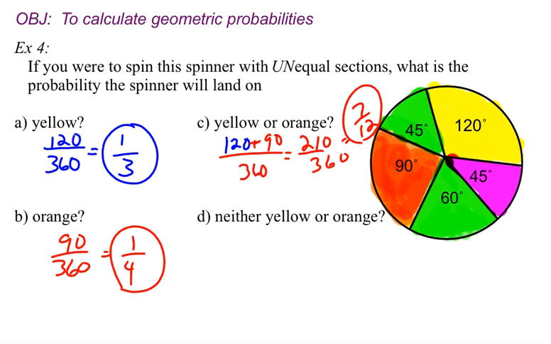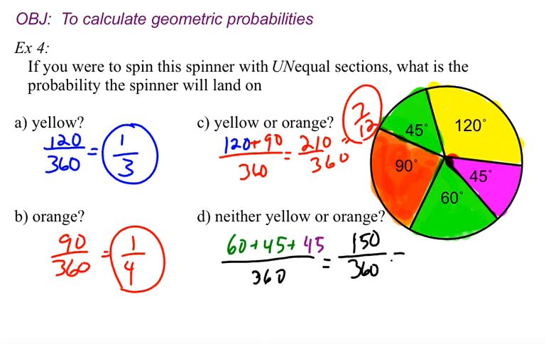7/12. And neither yellow or orange, 2 ways to do this one, I like this question. Neither yellow or orange, one way you could have done it is add the other 3 sections, 60 plus 45 plus the purple section, 45. Put that over 360. And that would have given you altogether, what we have, 150 over 360, reducing to 5/12. There's one other way to get that answer.